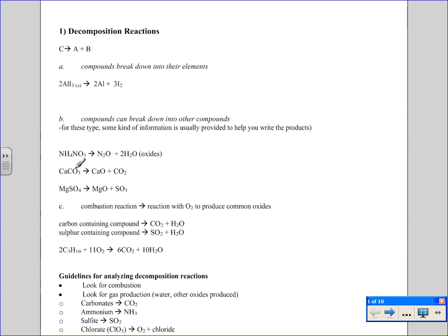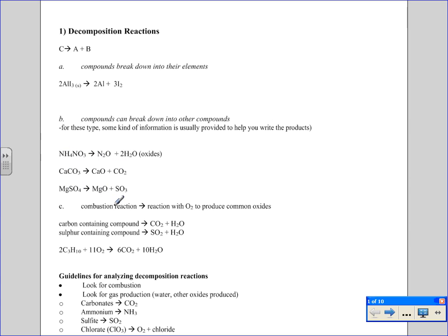Carbonates, when they're heated strongly, will decompose and produce carbon dioxide and the oxide of the metal. Okay, so in this case I made the calcium oxide properly using charges, and then I knew that carbon dioxide was being produced. When you've got a sulfate and it's strongly heated, you'll produce the gas sulfur trioxide. Okay, and then you get the magnesium oxide.